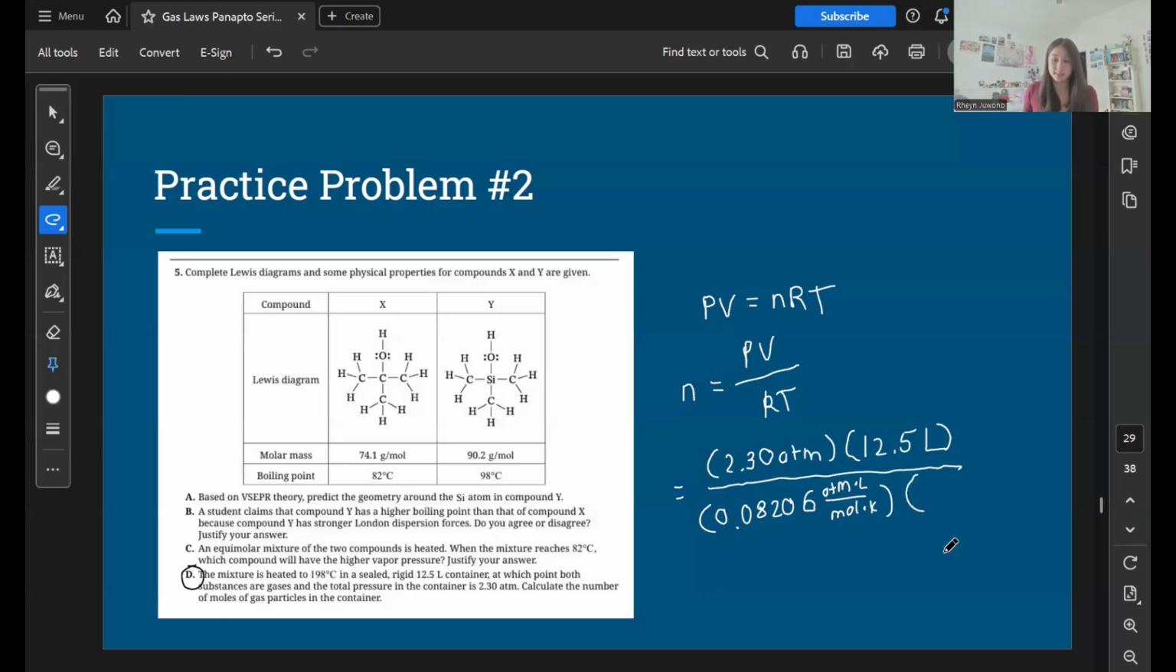And then finally temperature. It's 198 degrees Celsius, but we can use what we have on the conversion sheet to convert that into Kelvin. So 198 degrees Celsius converts to, let me use my calculator, 198 plus 273.15, which is 471.15 Kelvin.